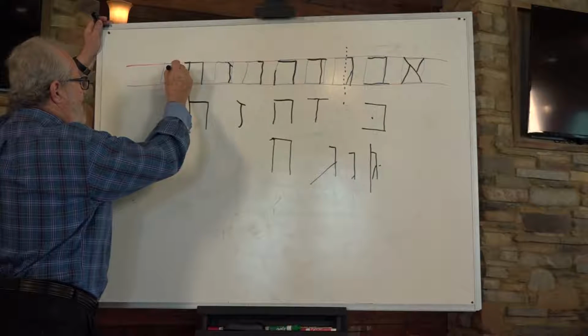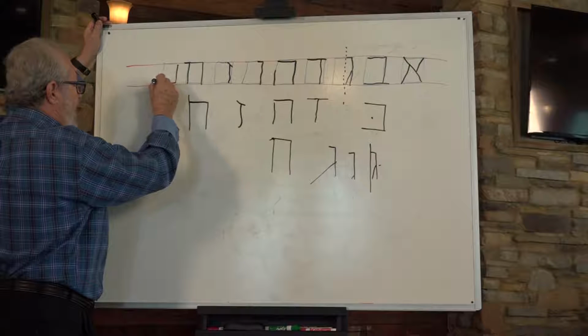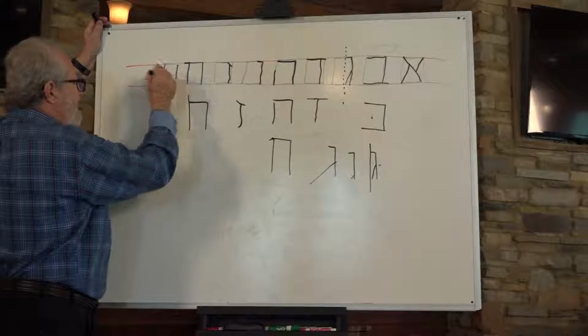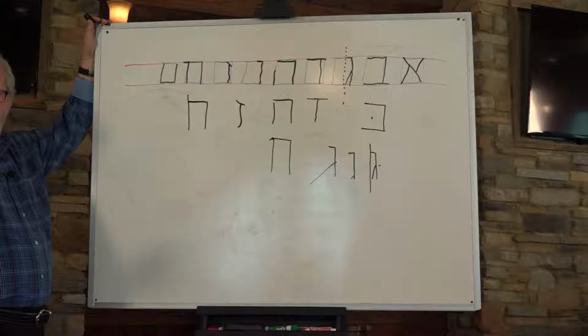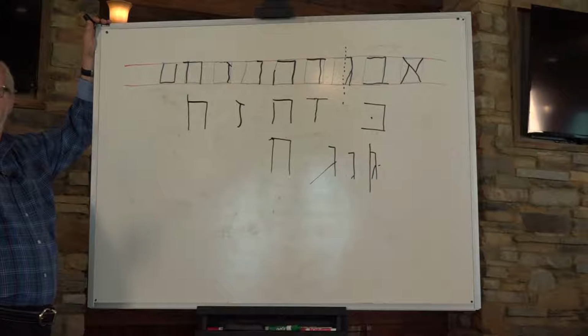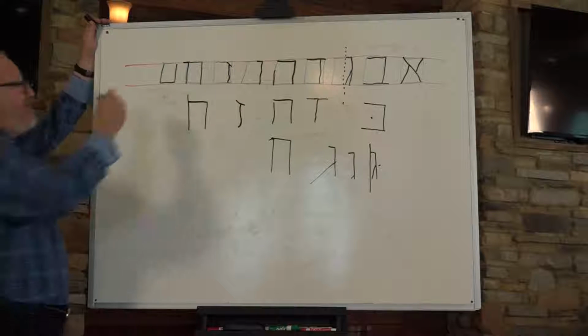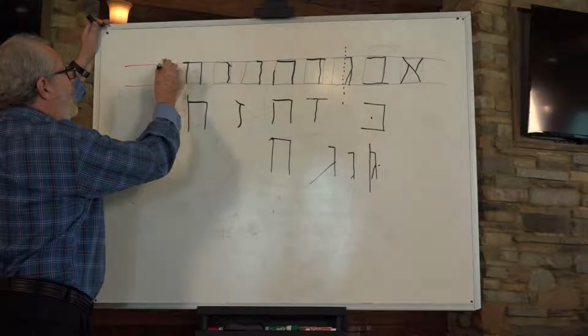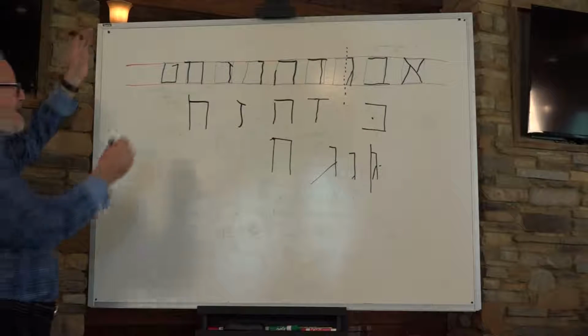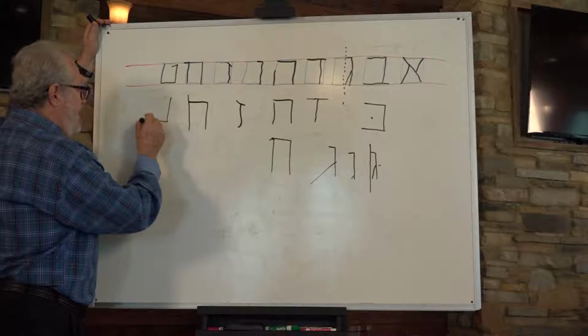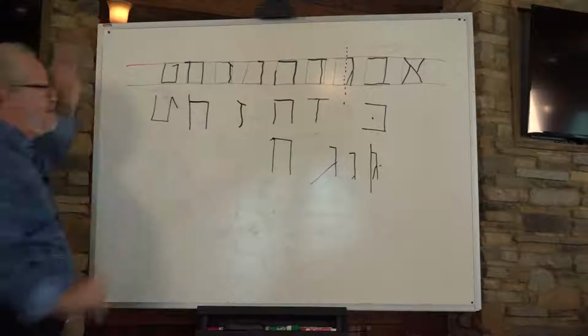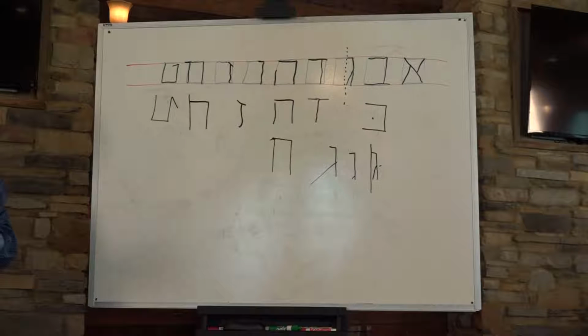The next letter is tet. It's an upside down chet, and the tet is the only letter in Hebrew that has the kotz going into itself. Do not make your tet like this. It is inside, okay? It's upside down U with a little kotz going in. Got it?